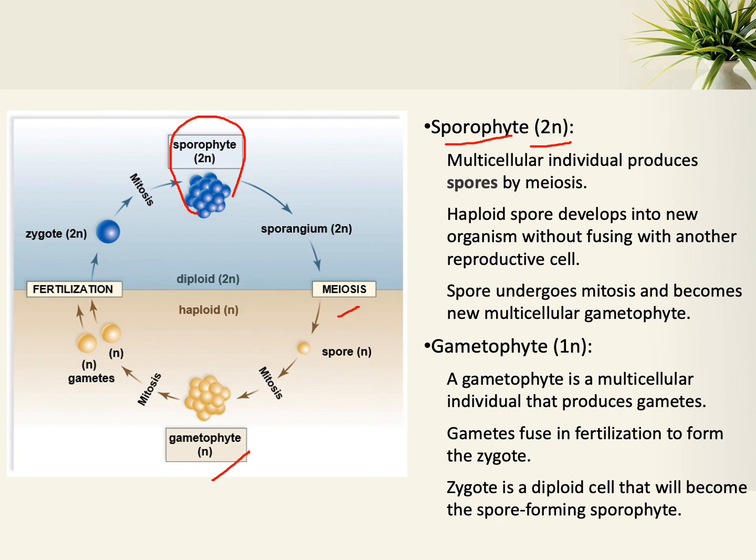So after that, what happens? The gametophyte is a multicellular individual that produces gametes. Gametes are haploid as well. These gametes then fuse in fertilization to form the zygote, which is diploid. The zygote is a diploid cell that will become the spore-forming sporophyte. So this is the alternation of generations, where it becomes diploid and also haploid.